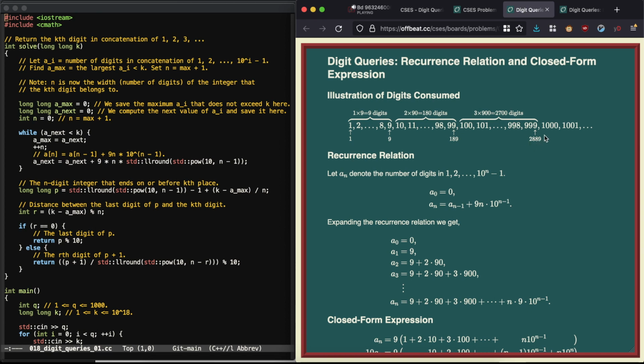And even this number here has a very nice pattern. If you continue, the next number would be the number of digits consumed all the way up to 9999, that is the largest 4-digit number, which would be 38889. So there's a nice pattern going on here.